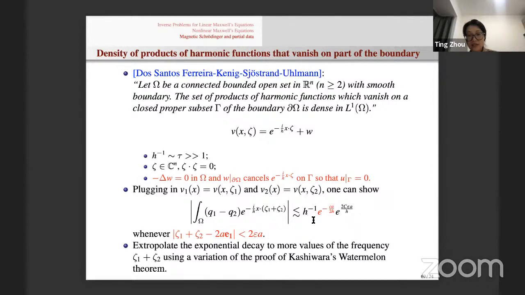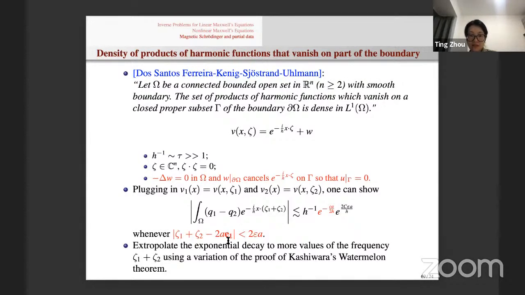And you can derive this kind of decay as H goes to 0. 1 over H is like a tau before. 1 over H goes to infinity, so H goes to 0. So you have this decaying property, exponential decay. But this is only true when zeta 1 plus zeta 2 is close to the E1 direction.